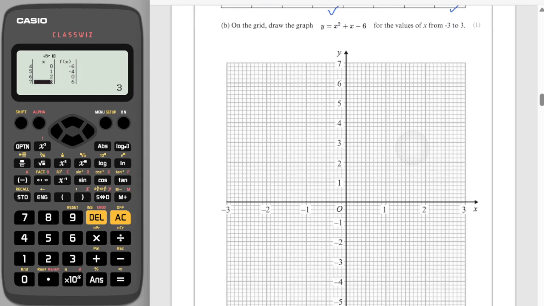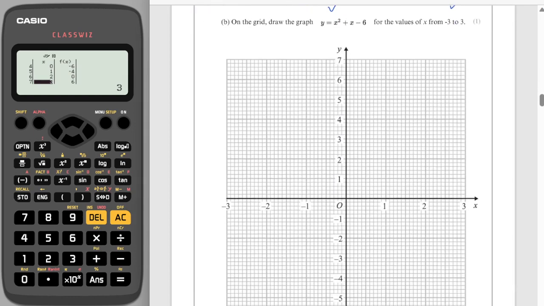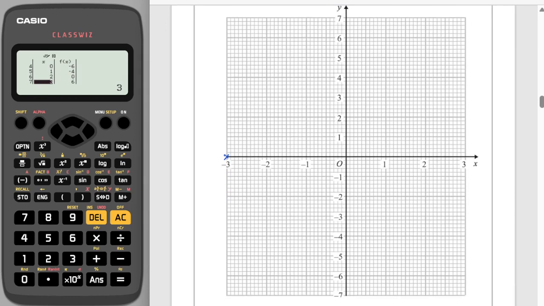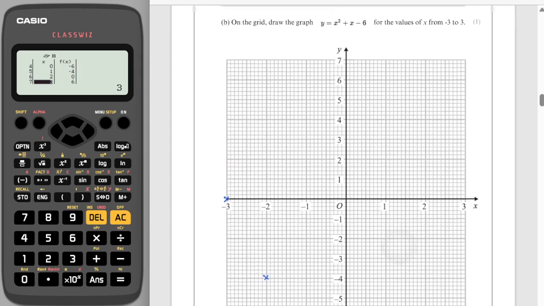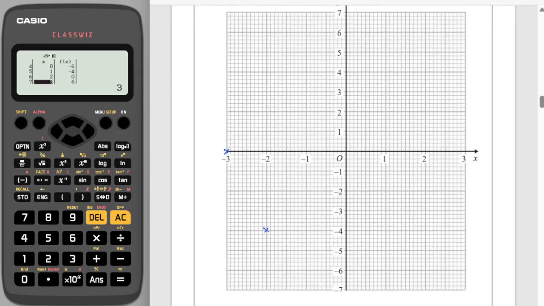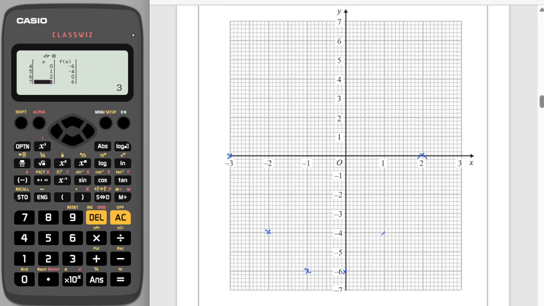So if we plot that then, so minus 3 and 0, minus 2 and minus 4, minus 1 and minus 6, and then 3 and 6. I then need to join these up with as smooth a curve as I can. So I was trying to keep my wrist on the inside of a curve. It's not as easy to do on a laptop screen.